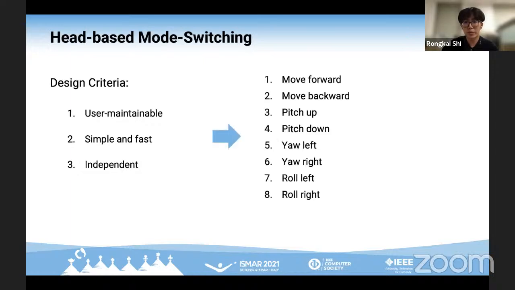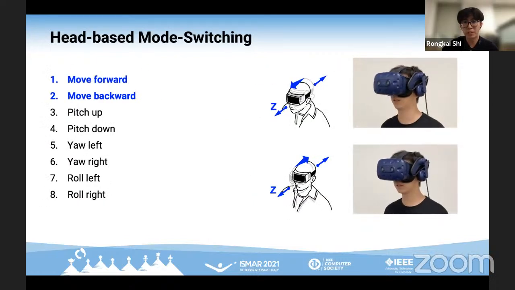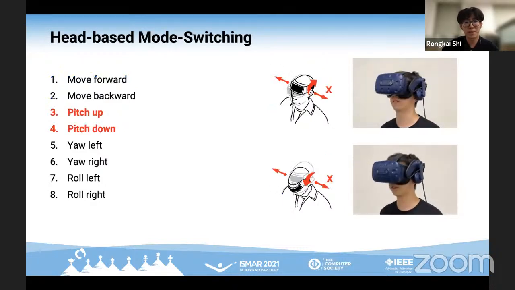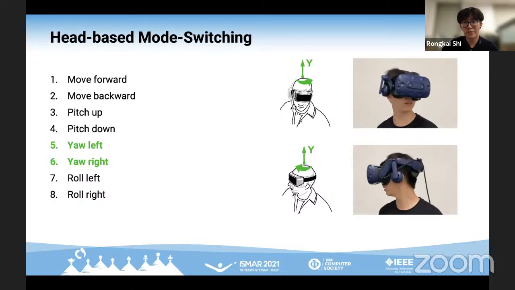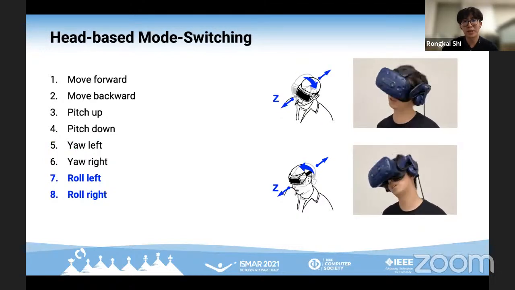Based on this, we derived 8 head gestures. The first 2 are move forward and backward, and then pitch up and down, yaw left and right, and then roll left and right.